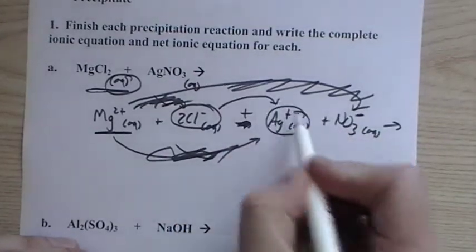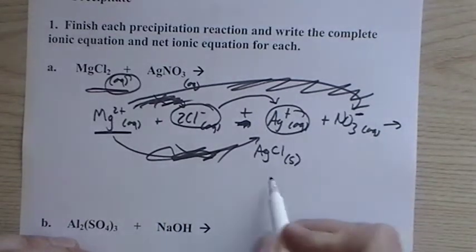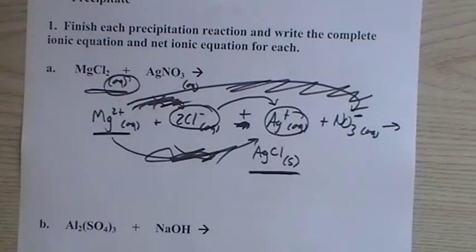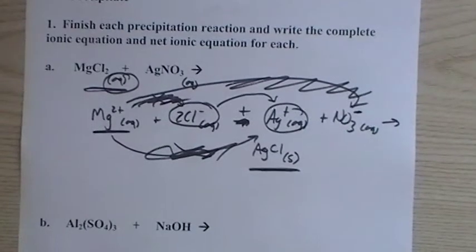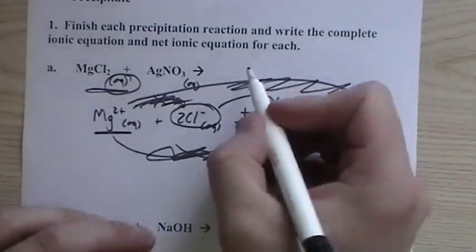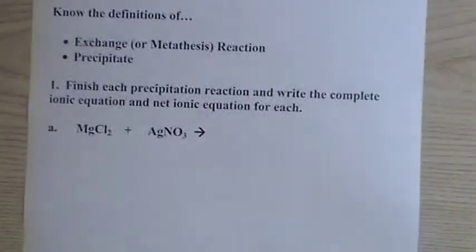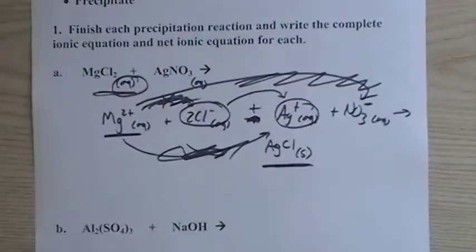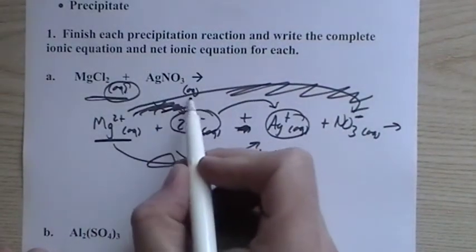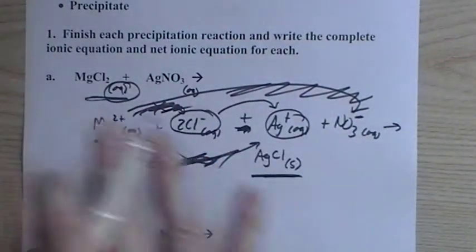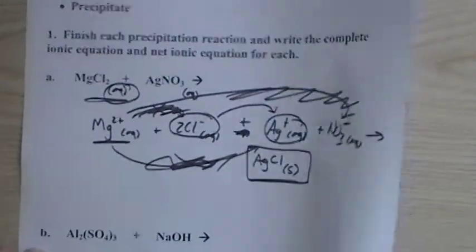So we have these two, silver and chloride. Look at silver chloride in your solubility chart. You see that it is a solid, and that's what you're going to find: two of the ions are going to come together to form a solid. So let's go to a clean sheet here. Just to complete the thought: magnesium chloride is aqueous, silver nitrate is aqueous. We check all the possible combinations, and the only one that will produce a solid is the silver chloride.